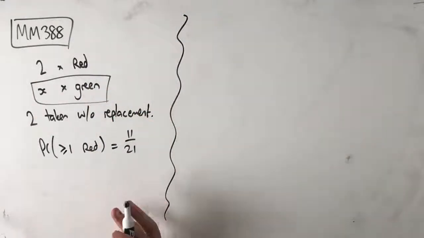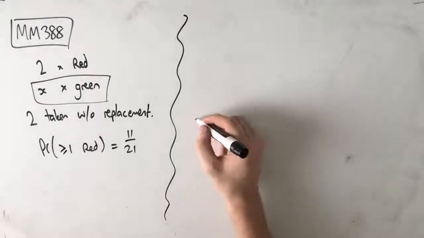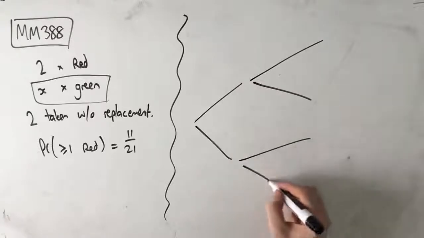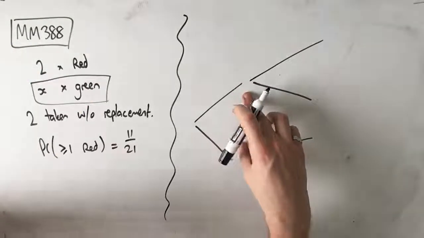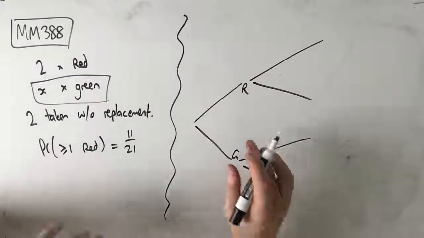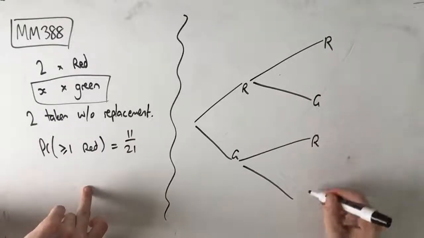But we're still not going to be able to do this without creating a tree diagram for ourselves. So, as always, with these kind of questions, we have two possibilities to begin with when we first take out a bracelet, right? We can either take a red or a green. Yep, so red and green. Again, the second bracelet that we take out could either be red or green.